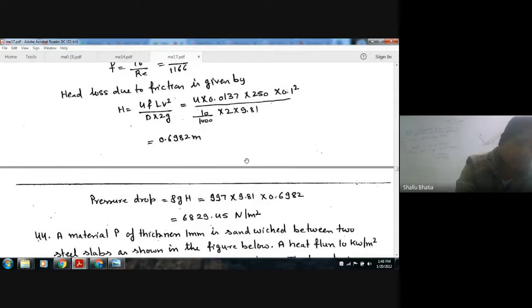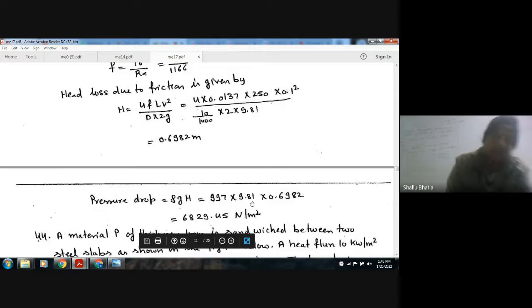And then we can find the pressure drop. So rho g h, where rho is 997 and g is 9.81 and h is this, so it will be 6829.45 Pascal.